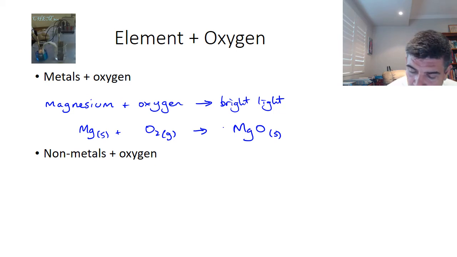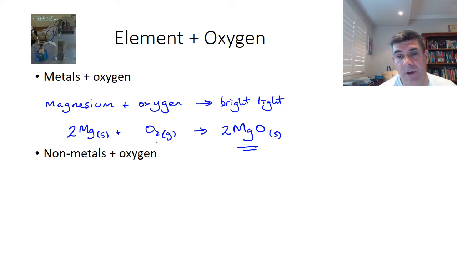This equation is not balanced, so I will just need to put a 2 in front of the magnesium oxide to balance up those two oxygens, but then I'll also need a 2 in front of my magnesium, and now my equation is balanced. So this is a substance that we get from the burning of a metal.